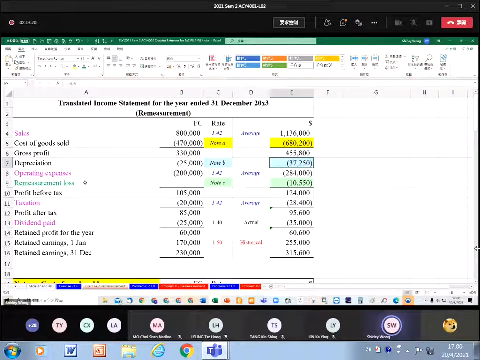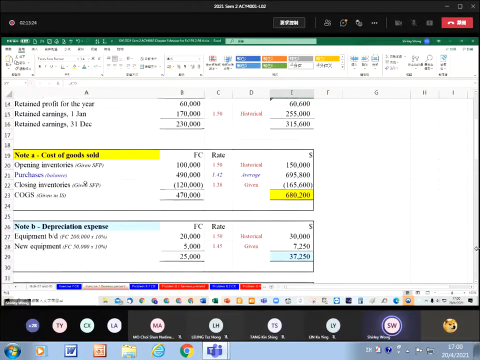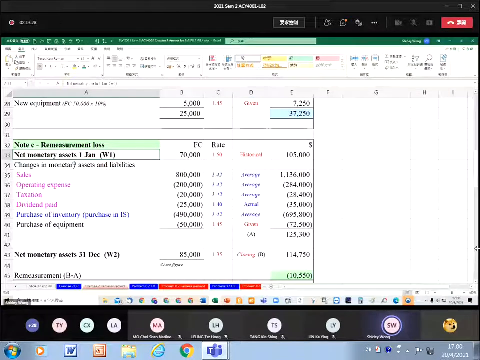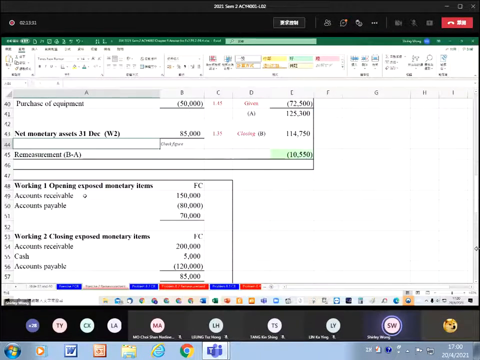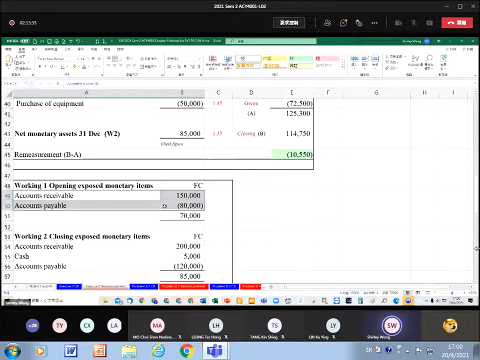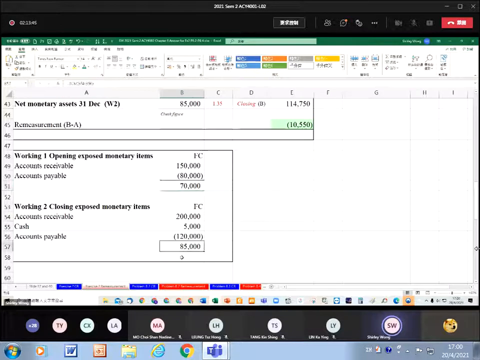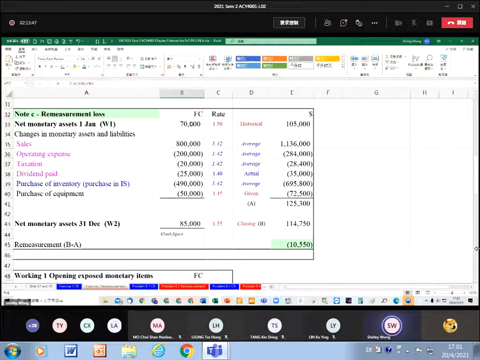Okay, then we need to find out the remeasurement loss. For the remeasurement loss, we need to go through the questions and find out the position at the beginning and at closing. At the beginning, we have two monetary items, a monetary asset and a liability, namely the accounts receivable and accounts payable. For the year-end date, we will have 2 monetary assets and 1 monetary liability. Finally, the amounts are 70,000 and 85,000, and then you input them here.